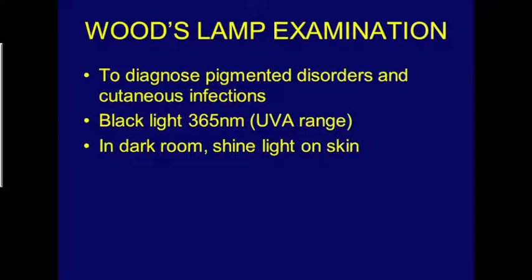The Wood's lamp exam is again very easy. You have to have a dark room. If there's some light in the room, you're not going to be able to appreciate fluorescence. The Wood's light is a 365 nanometer source, which is in the UVA range, and you shine this light onto the skin, and you might be able to see if the patient has hypo or depigmentation.